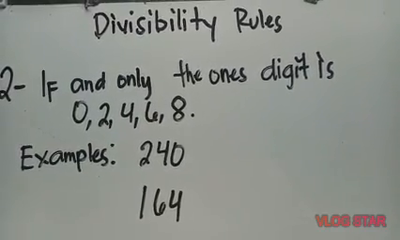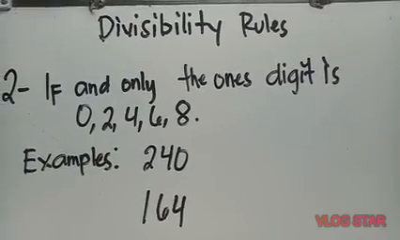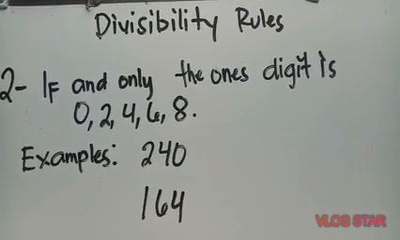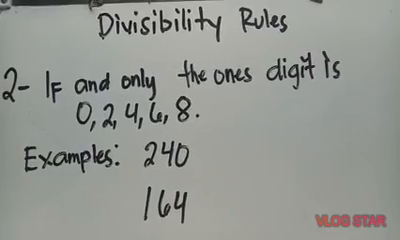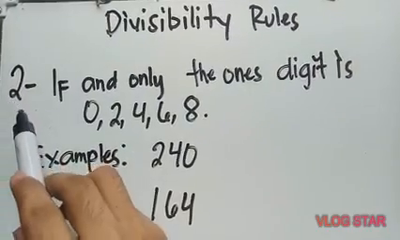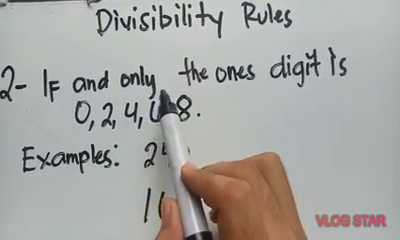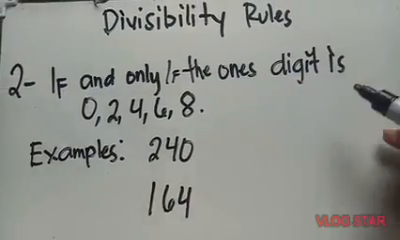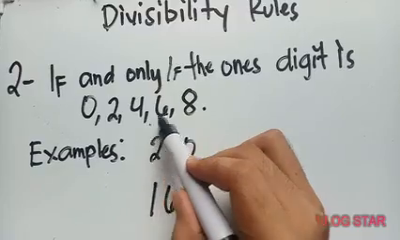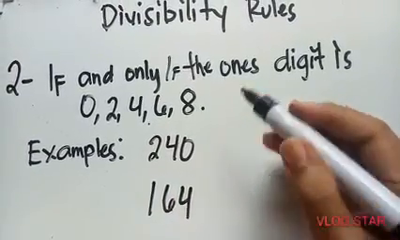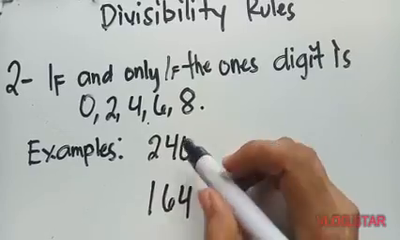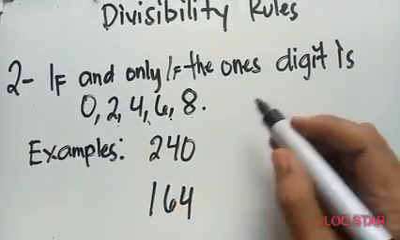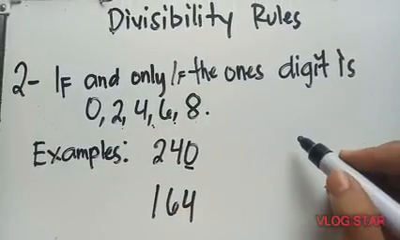Let's talk about divisibility rules. One way of identifying whether a number is a multiple or a factor of a given number is using divisibility rules. So let's start with 2. If and only if the ones digit is 0, 2, 4, 6, 8. So it means if the last digit of a given number is 0, 2, 4, 6, 8, it is divisible by 2.